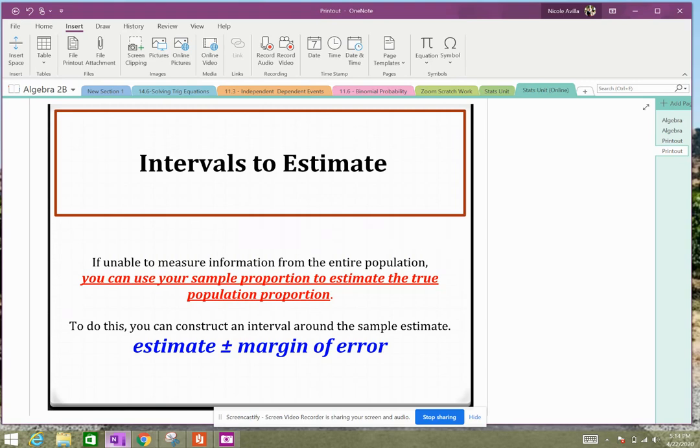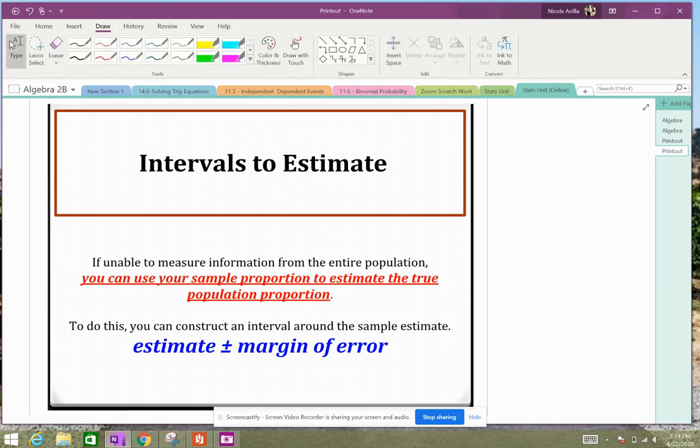If we're unable to measure information from the entire population, you can use your sample proportion to estimate the true population proportion. To do this, you can construct an interval around the sample estimate. We can take our sample estimate plus or minus the margin of error. Now, just so we are all on the same page in regards to referencing a sample estimate, a lot of times you will see people use the symbol P with a little hat. Literally, it's called P hat. I wish it had a better name, but that's what we mean by the sample proportion.